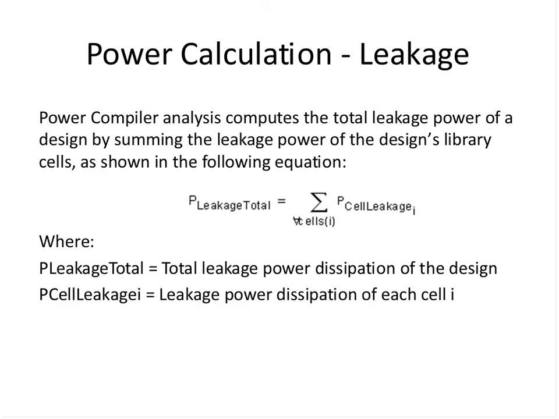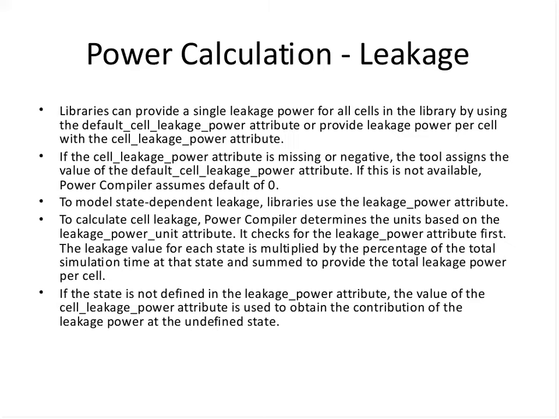For each such cell in your design, let's say your design has 10,000 gates, combinational and sequential combined, Power Compiler just needs to go to the library, grab the cell leakage power number, and that gives the total leakage power of your design. So P leakage total is nothing but the summation of the leakage power of each cell. Libraries can provide a single leakage power for all cells by using the default cell leakage power attribute.